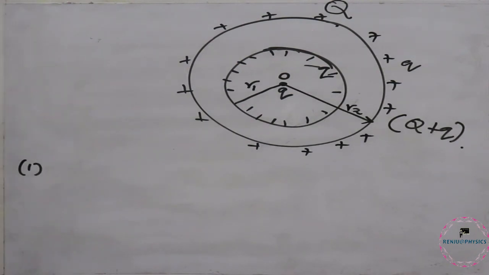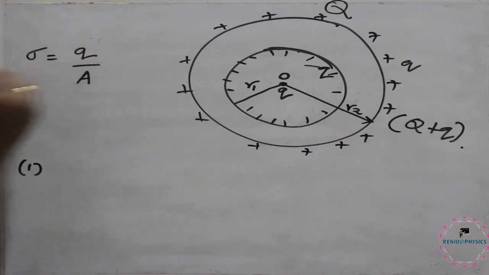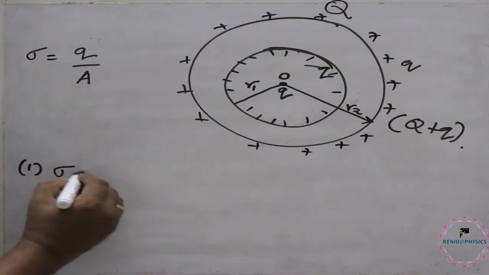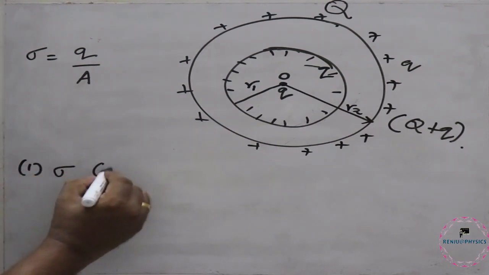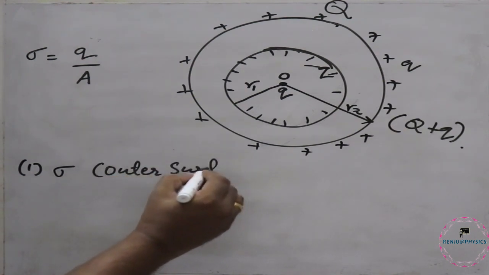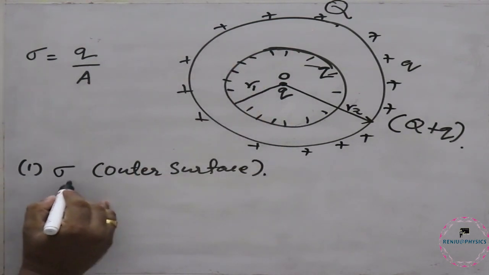So we know how to find the charge density. Charge density is given by sigma equal to q by A. Sigma is the surface charge density, the ratio of charge per area. First we are going to find sigma for the outer surface, which we consider as sigma 1.